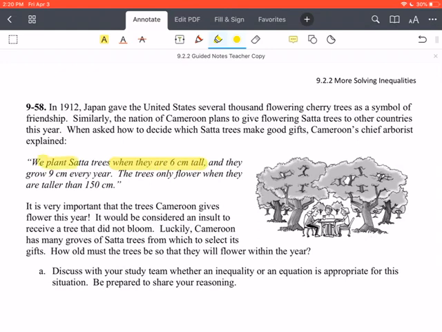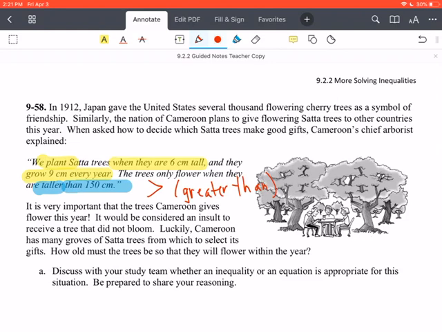Plant seems like a key word. And they grow 9 centimeters every year. The trees will only flower when they are taller than 150 centimeters. Taller than implies not equal to. Taller than implies what? Greater than. So that's where the inequality is going to come into play in this problem.